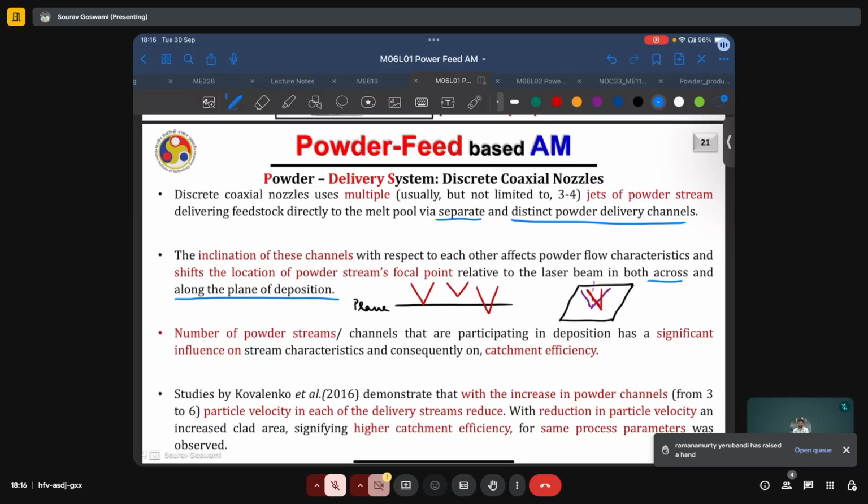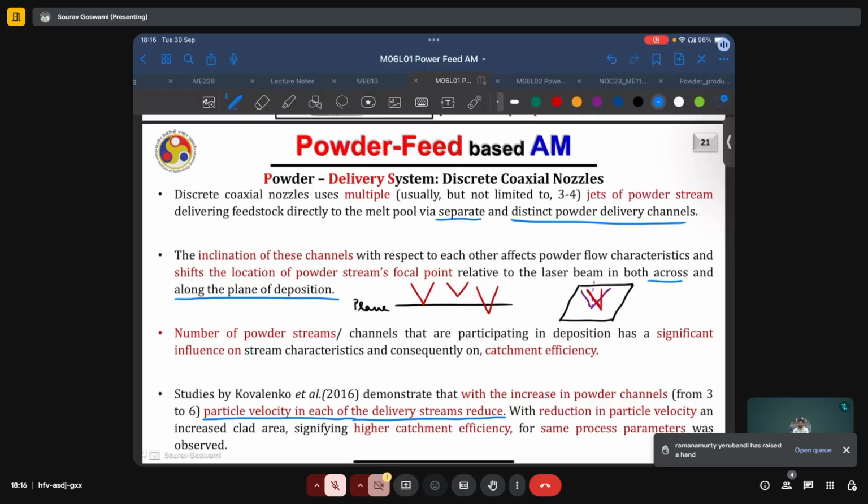And there have been studies which demonstrate that increasing the number of powder channels is not an arbitrary consideration, but with increasing powder channels, the particle velocity in each of the delivery streams will reduce. This can typically be because you are still supplying the same volume flow rate of carrier gas, now dividing into more nozzles, which of course is expected to lower the particle velocity from each of these streams. But it can also be that because of increasing the number of channels, when they finally come together, the large number of collisions between the powder particles lead to an effective decrease in the particle velocity.